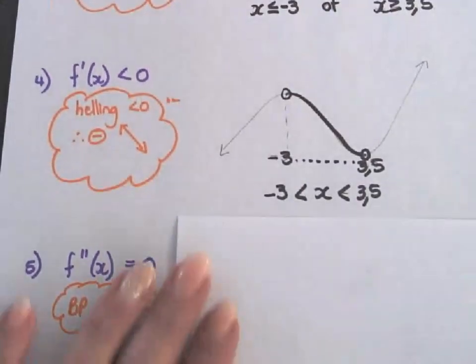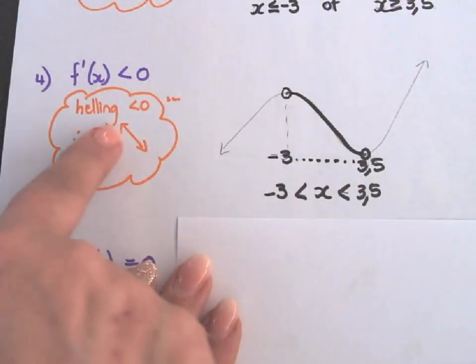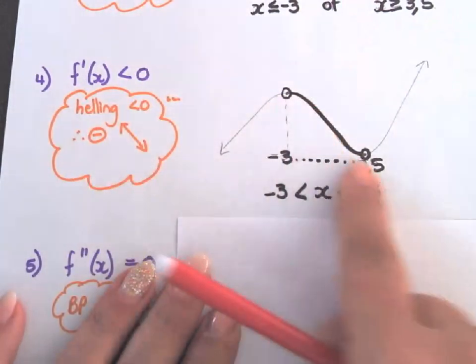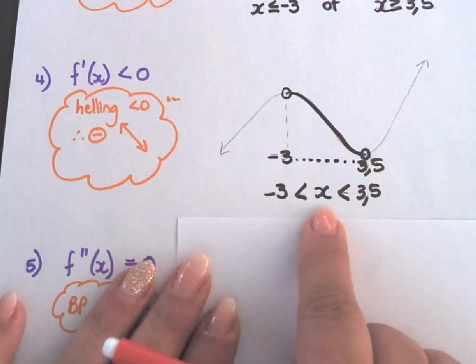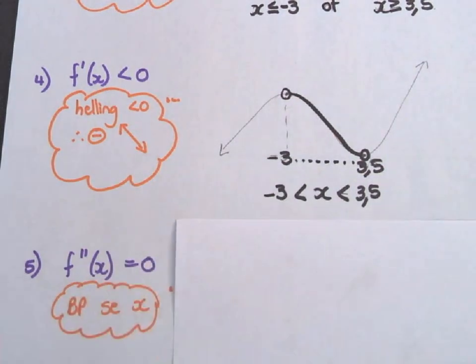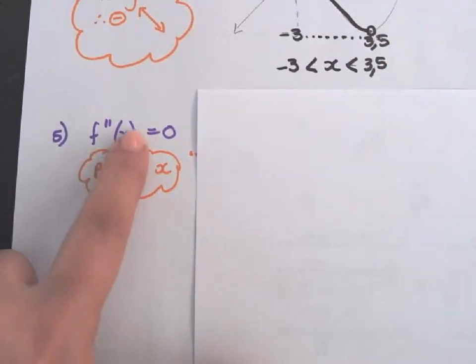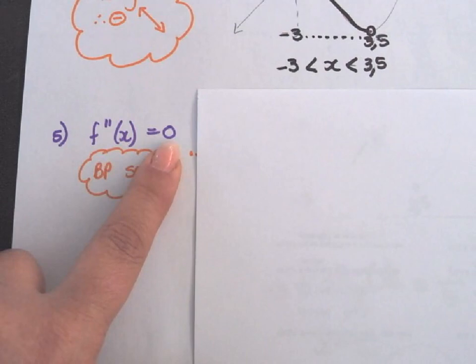Number 4. Where is the gradient negative? So where does the graph go down? From that turning point to this turning point, so it's between those 2 points. Therefore, I have the x in the middle. Number 5. Where is the second derivative equal to 0? So I want the point of inflection. I only want the x value.